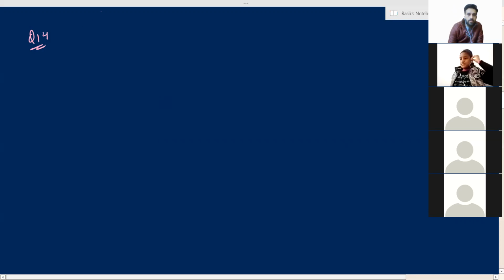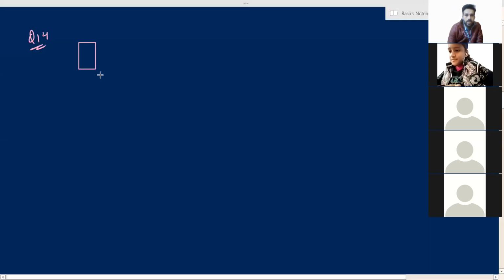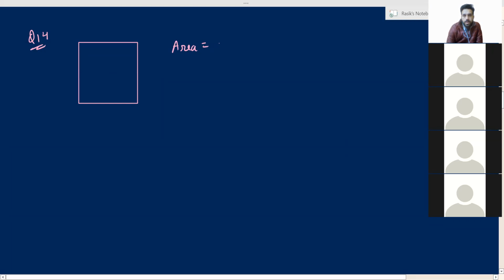So the area of the square plot is given. I'm just explaining the question; you all will try it on your own. The area of the square plot is 6084 meters square. This is given.